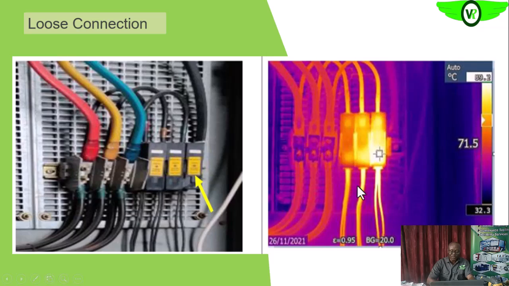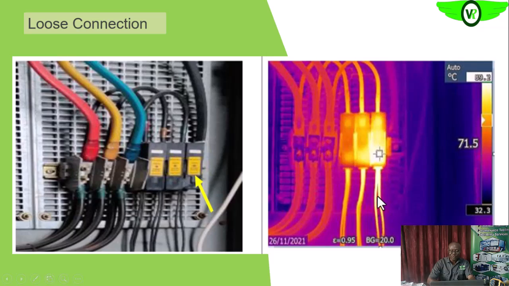So loose connections: this is the visual image, and you definitely see nothing. But with the infrared camera, this is what you see. You see that there is a significant thermal event happening around this fuse, or this connection. If you look at it, it is hotter here, and as you move away from that spot, it becomes cooler. So you see that temperature gradient.